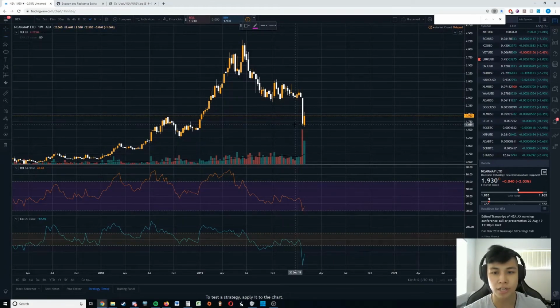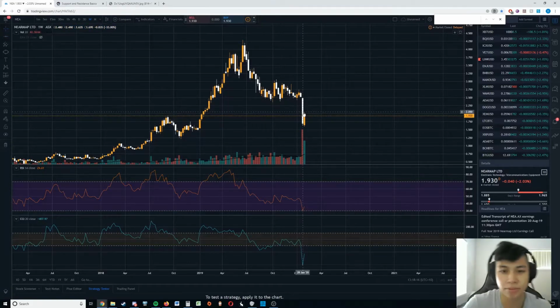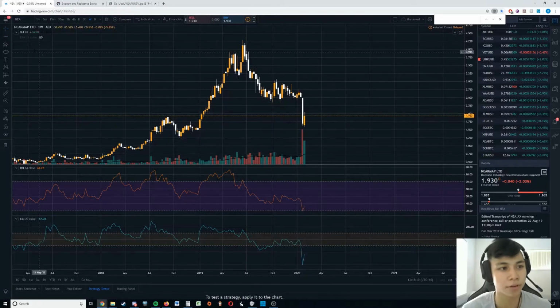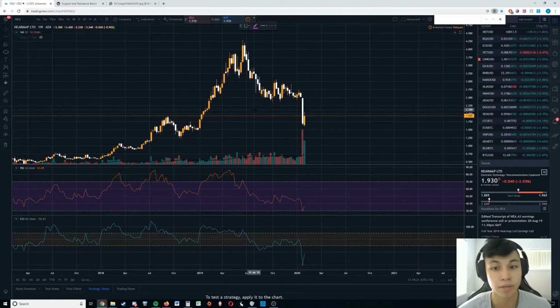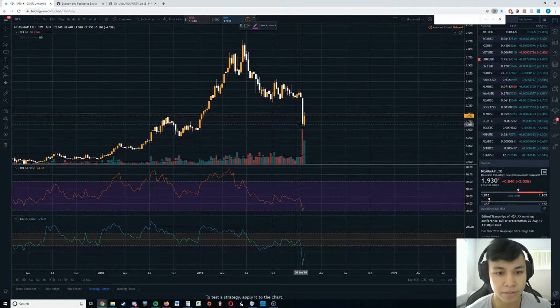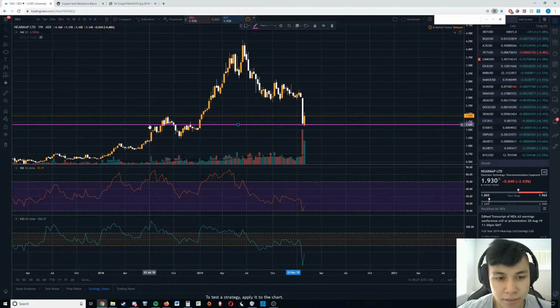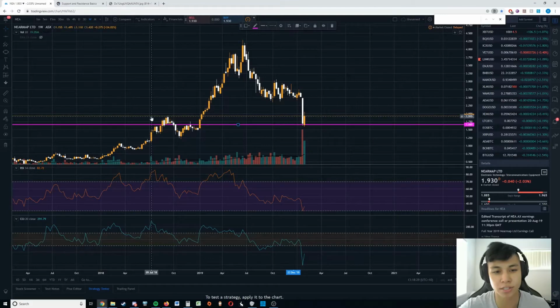So on the weekly chart last week, we can see that there was a big sell-off and dump in the market. This was probably due to the coronavirus. But after the dump, it had found a strong support around this line. Just bear in mind that supports and resistances are generally zones, but for simplicity, we'll just draw a straight line.